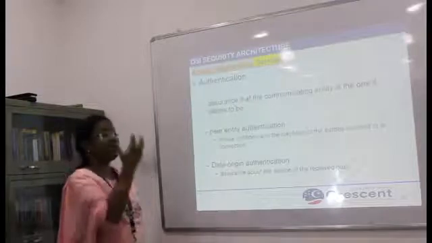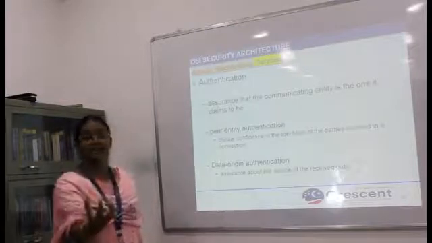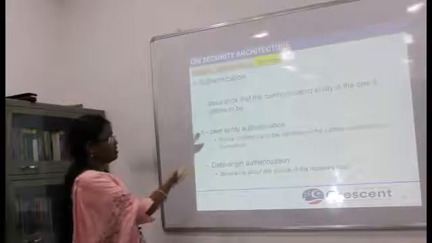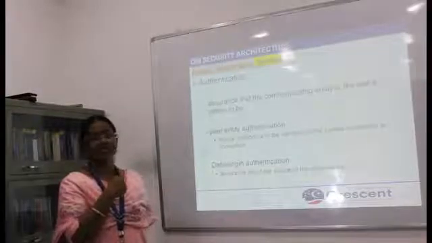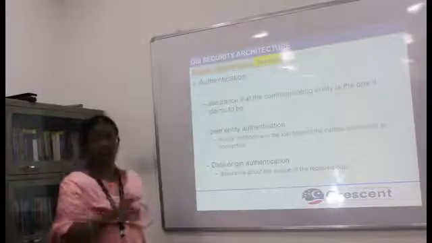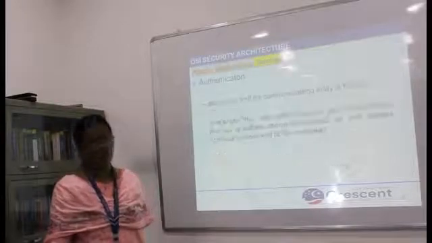Data origin: from where the data has been coming from, the source of the data. So assurance about the source of the received data has to be maintained. So this is what you call the authenticity in the communication.